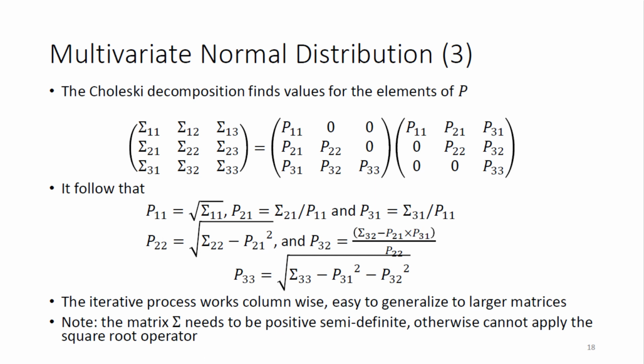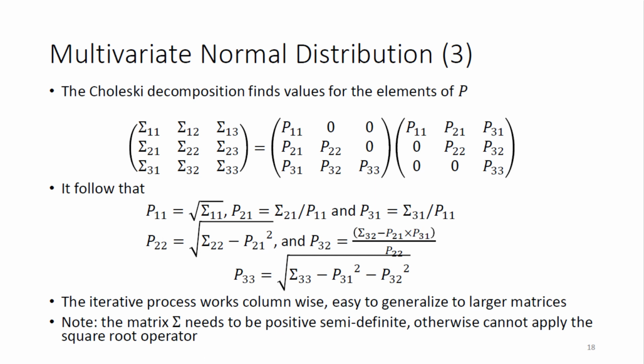Then on the second line, the value for P22: I take sigma 22 and subtract from that P21 squared. Then I take the square root of that and I have the P22 value. So again, I use the information that I already had in terms of elements of P to get new P values, and I work through the matrix by column. The next element in the column is P32. I take the sigma element, sigma 32, subtract P21 times P31, and then divide by P22. And then I have all the elements in the second column.